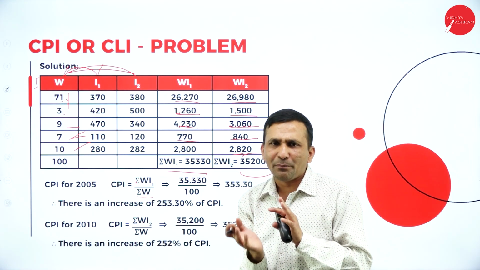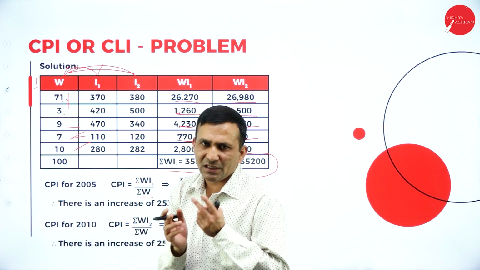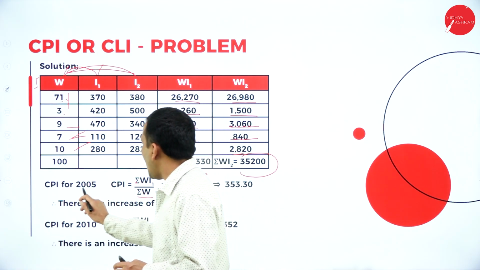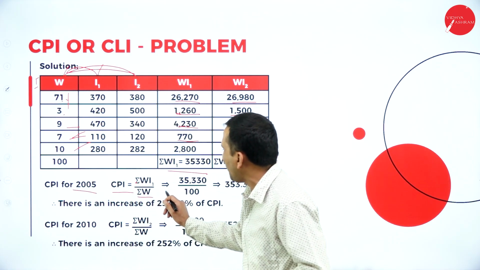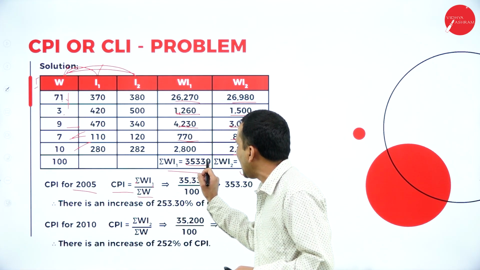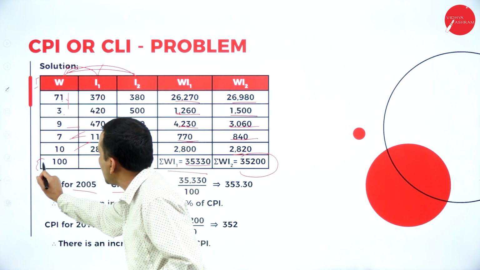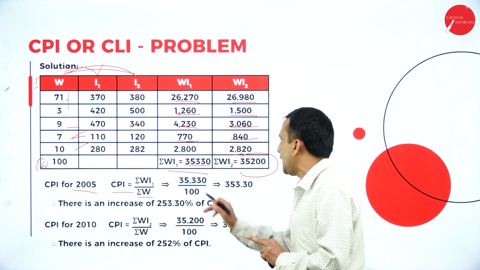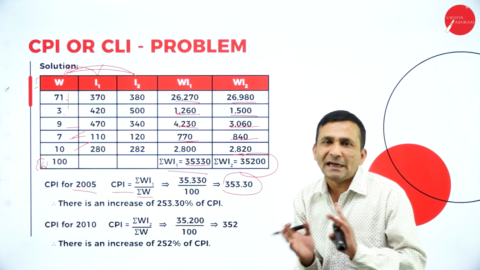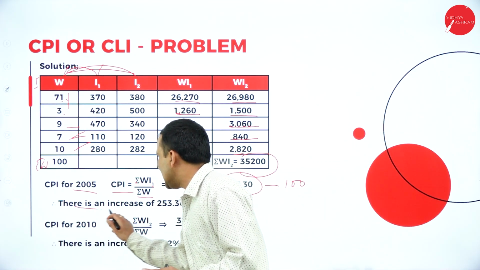Now we can easily apply the formula for simplification. The two major years are 2005 and 2010, and the weight is whatever we identified. After calculating the CPI formula, we apply sigma W I1 and get 35,330 divided by the weight given in the question, which is sigma W, 100. If you divide, you are getting 353.33. Now again we subtract 100. Now we are finding the major difference.